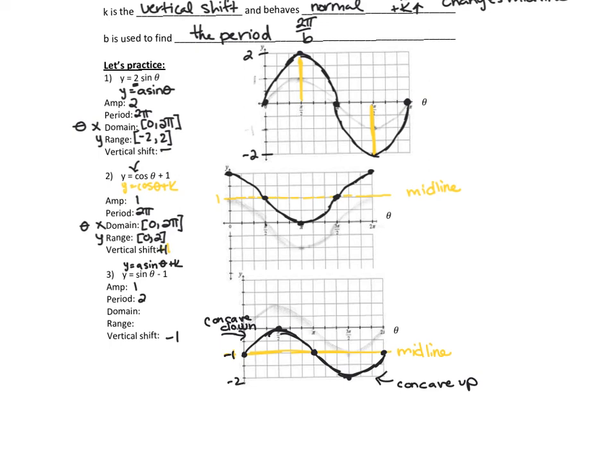My period is still 2 pi. The entire curve takes place from 0 to 2 pi on the theta axis. My domain, in this particular case, my theta values, go from 0 to 2 pi. My range now, my lowest y value is -2, and my highest y value is 0. They're included, so I'm going to use brackets. And then my vertical shift, of course, was -1.